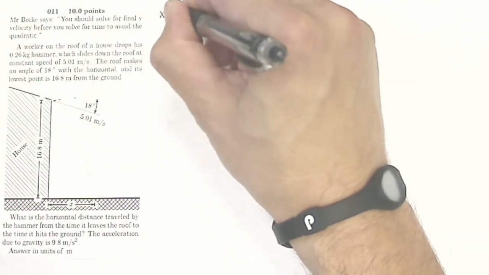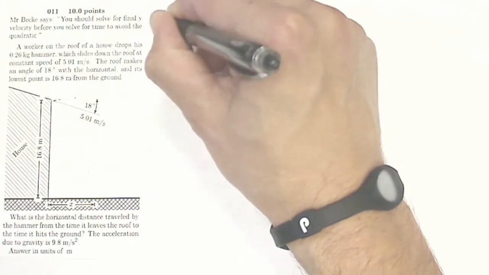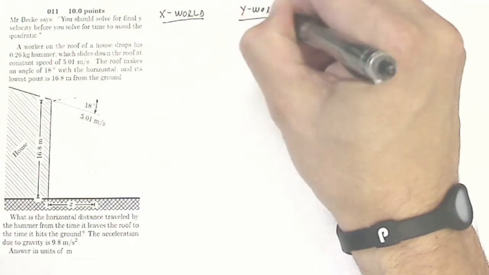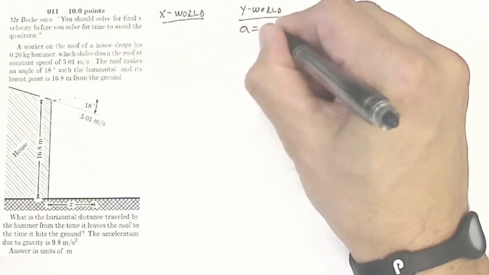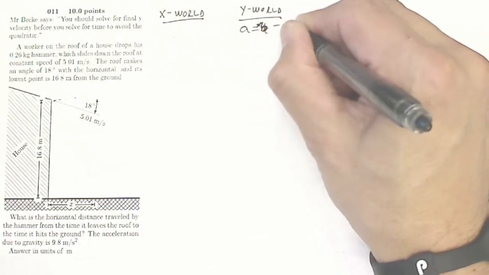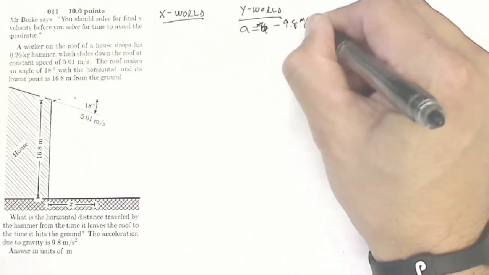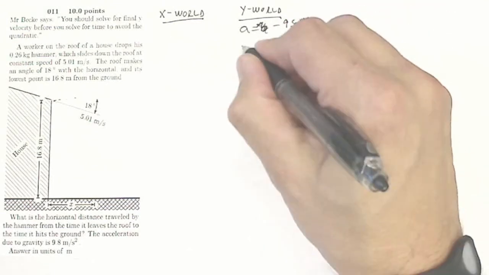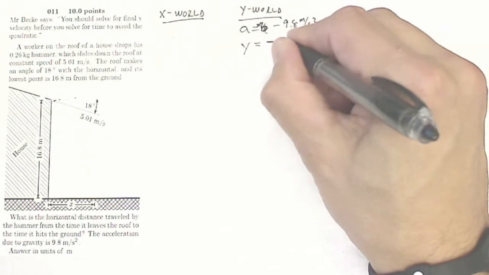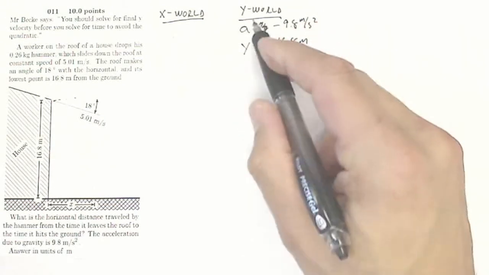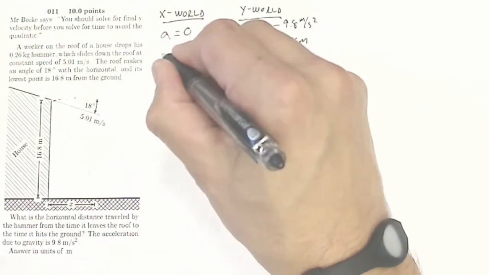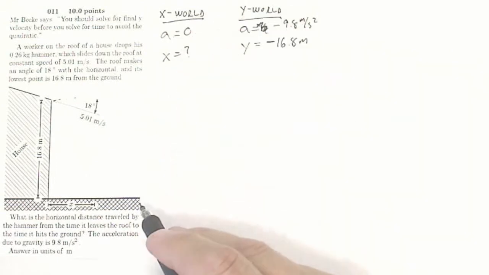So let's look at X world. And let's look at Y world. In the Y world, my acceleration is negative 9.8 meters per second squared. In the Y world, I know that my displacement will be 16.8 meters down, so it's going to be negative 16.8 meters. In the X world, I know that my acceleration is 0. I'm looking for my X here, so I can write X equals question mark.